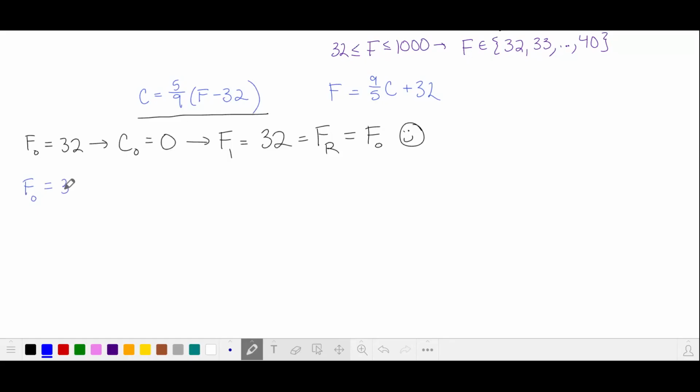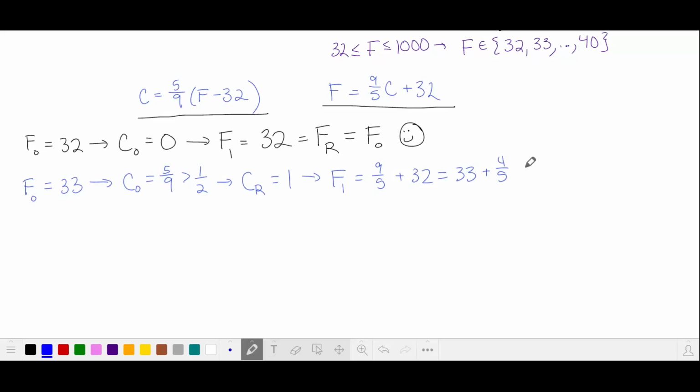Now we'll start with 33 degrees. This converts to 5/9 in Celsius. This fractional part is greater than a half, so rounding our Celsius temperature rounds up to 1. We'll convert this back into Fahrenheit using our second formula. We get 9/5 plus 32. This is 33 4/5. Our fractional part is greater than a half, so our rounded Fahrenheit temperature is 34. Comparing to our original Fahrenheit temperature, we see that this fails the conditions.